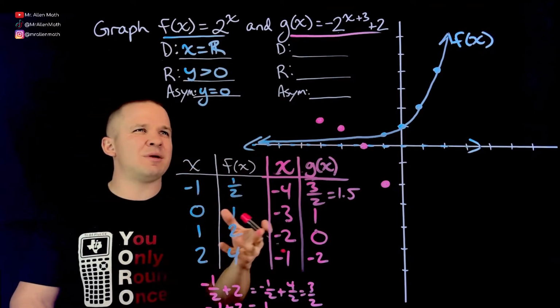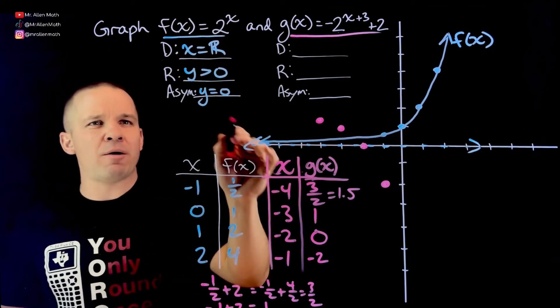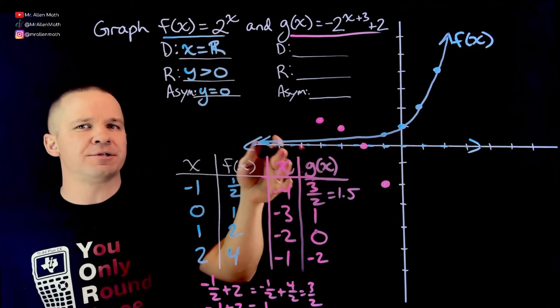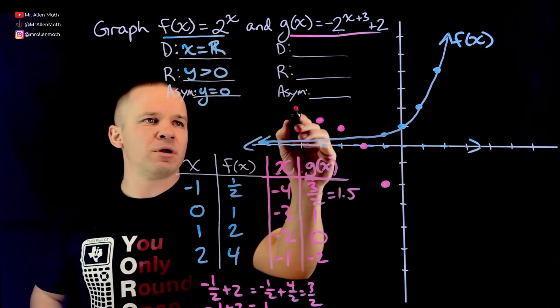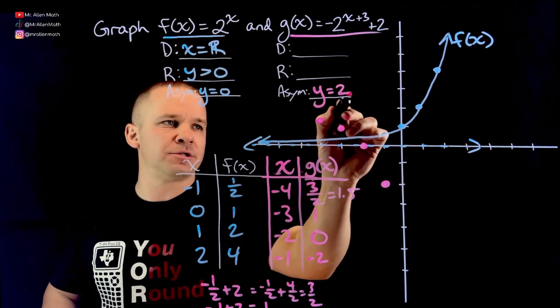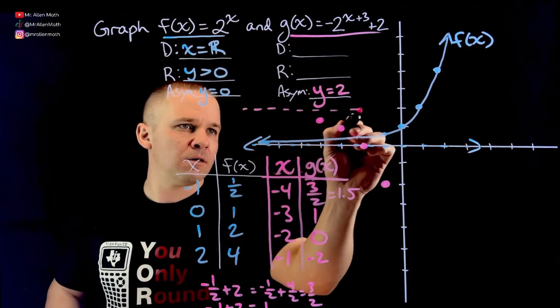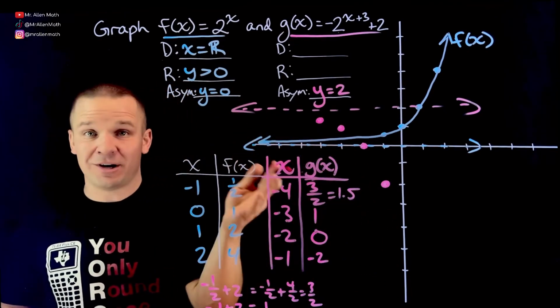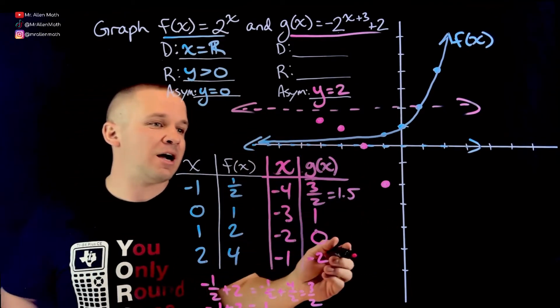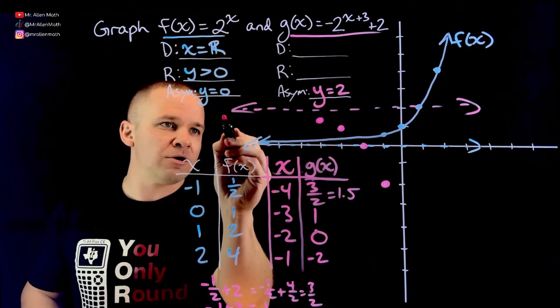Is there anything else that I could maybe gather from this? Well, my asymptote was y equals 0 for the first one. This graph was shifted up 2. So would it make sense that my asymptote is y equals 2? And does it appear that this graph is getting closer to it over there? It does, right? So that does actually check out. That's kind of cool. So I'll go ahead and graph this thing.